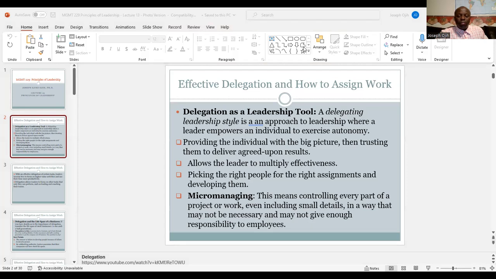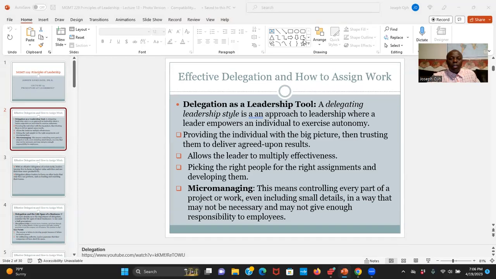According to what we have there, you see that delegation basically means dividing work and allocating it to subordinates. So when you divide work and you allocate it to the subordinates to complete the task, then you are delegating duties. So through delegation, a leader is able to divide the work and allocate it to the subordinates.